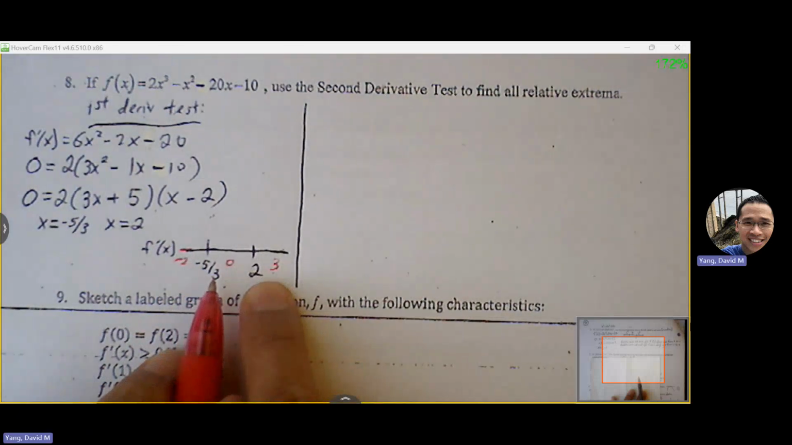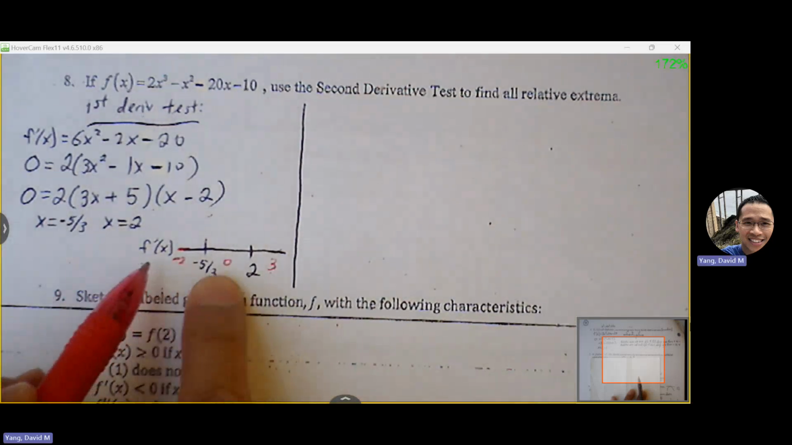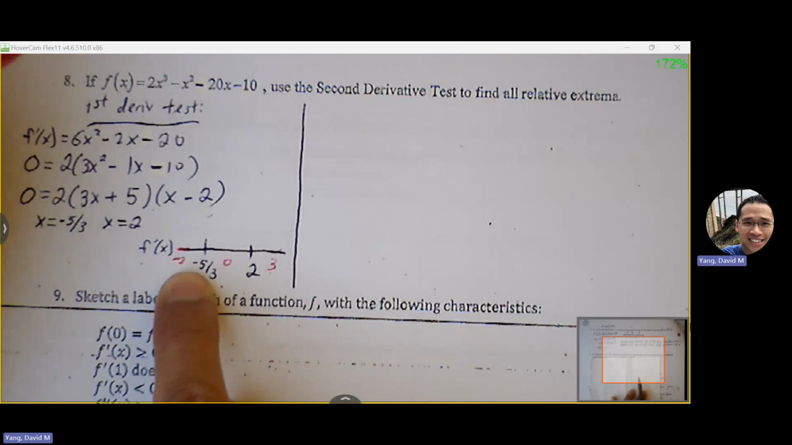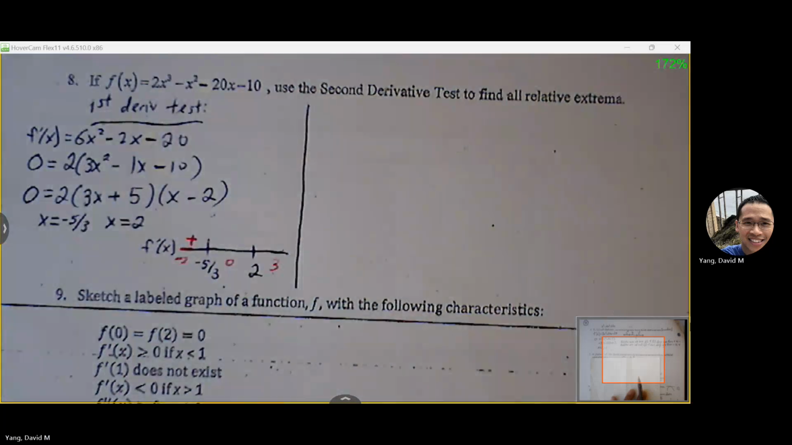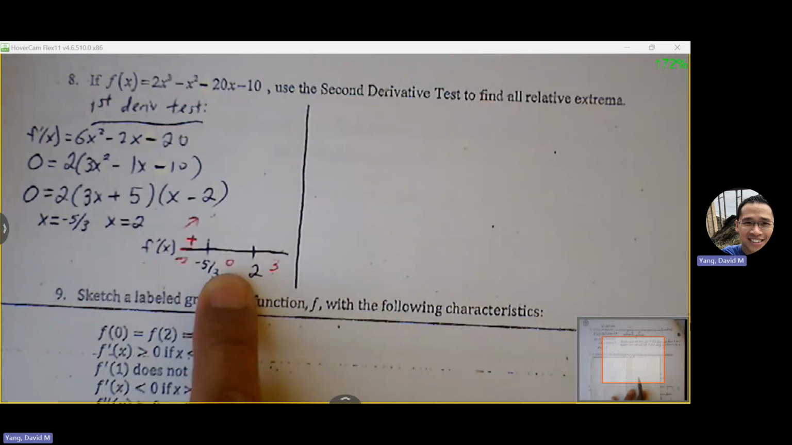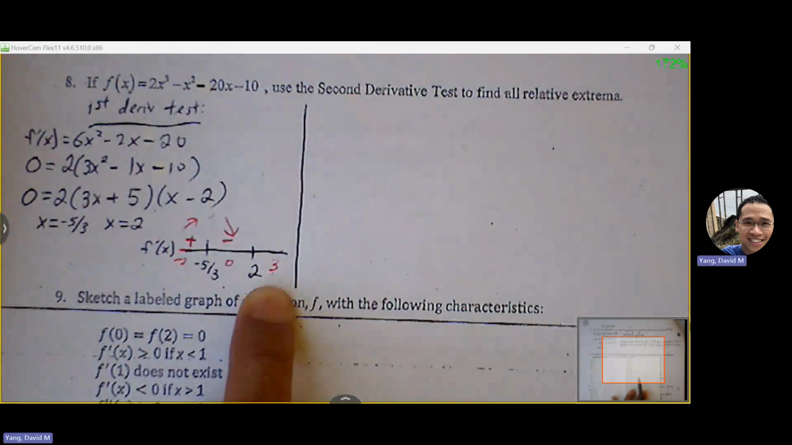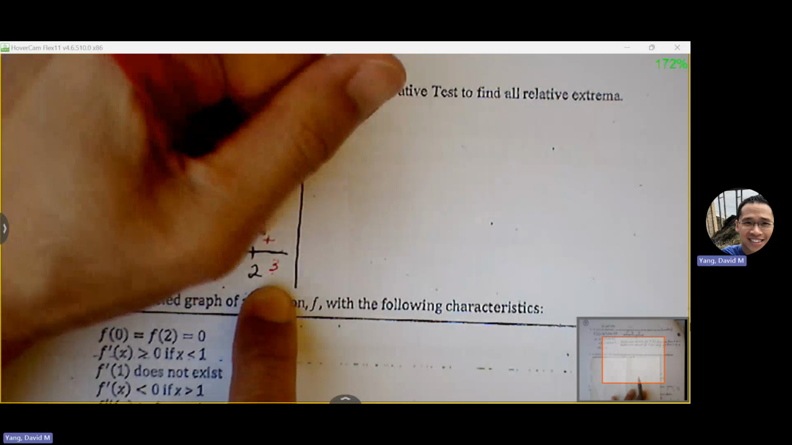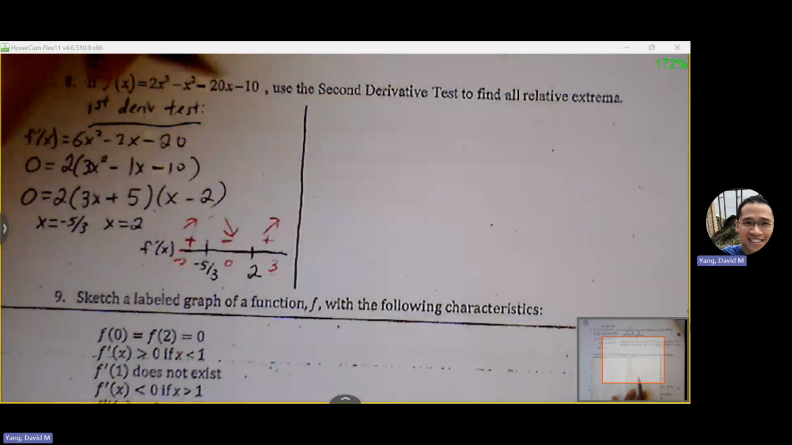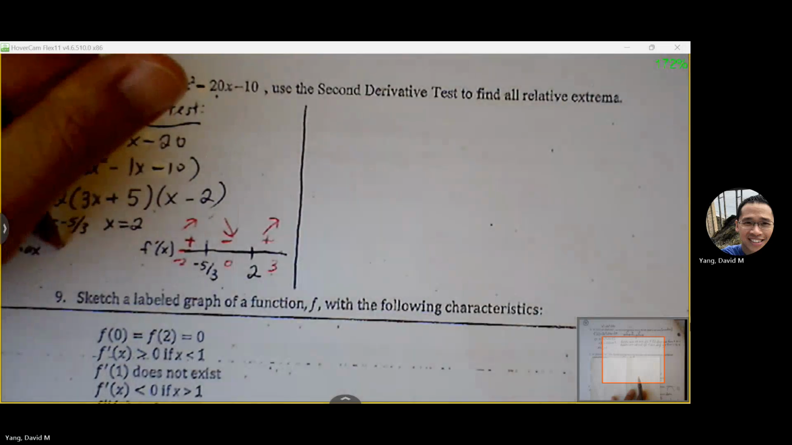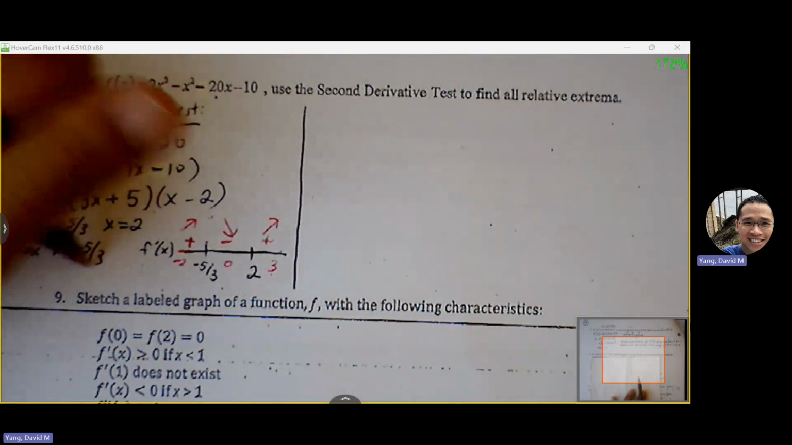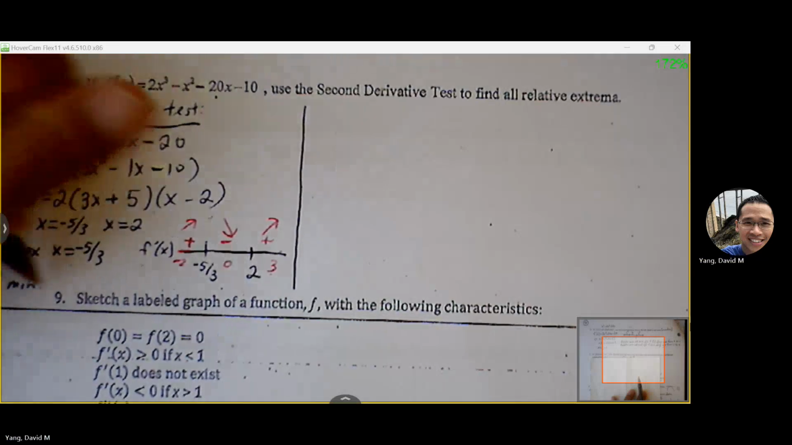So my critical points are -5/3 and 2. I'm going to plug -2, 0, and 3 into my f prime sign line here. So -2: I'm going to get a negative times a negative, which is positive. Plug 0 in, I get positive times negative, which is negative. Plug 3 in, I get a positive times positive, which is positive. Now, using the arrows, we can tell where our relative max is. We have a relative max at x equals -5/3, and a relative min at x equals 2.